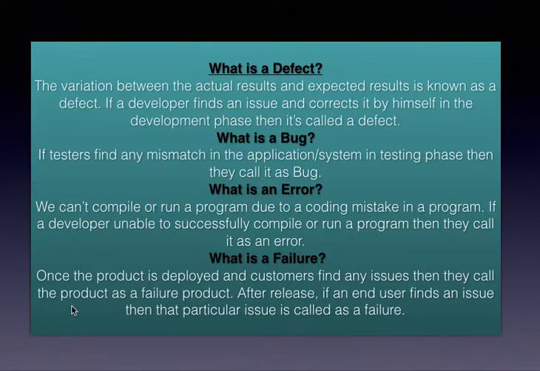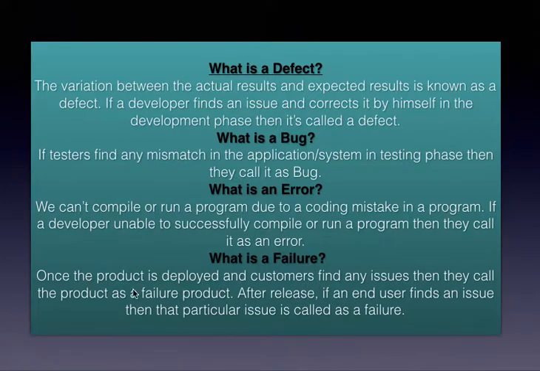What is an error? We cannot compile or run a program due to a coding mistake in the program. If a developer is unable to successfully compile or run a program, then they call it an error. In college time, in Eclipse or any other software, you write a small hello program, but it is not compiling due to a coding mistake. That is called an error.